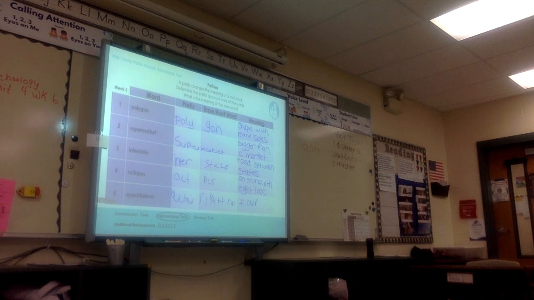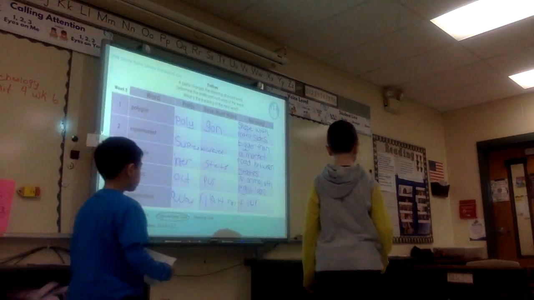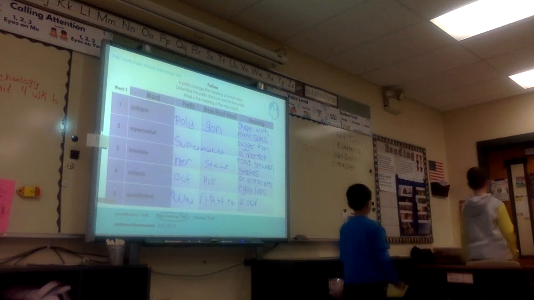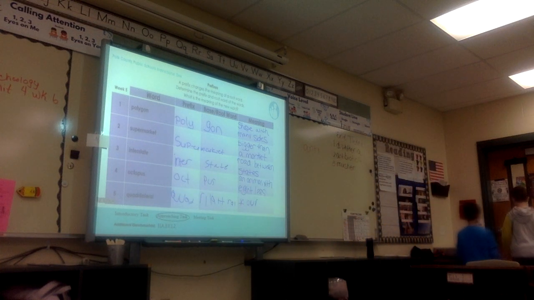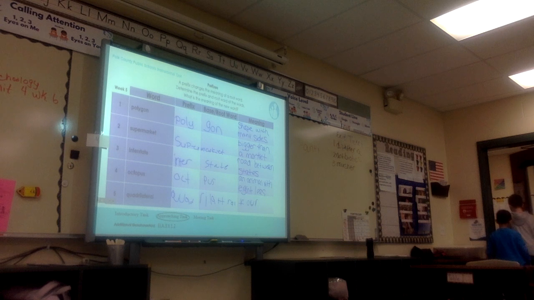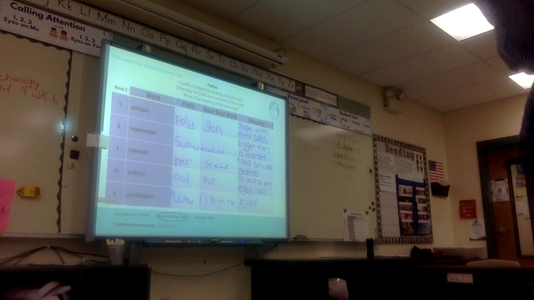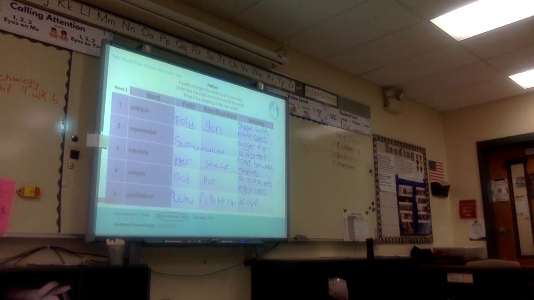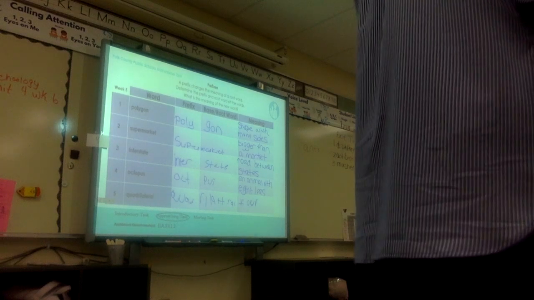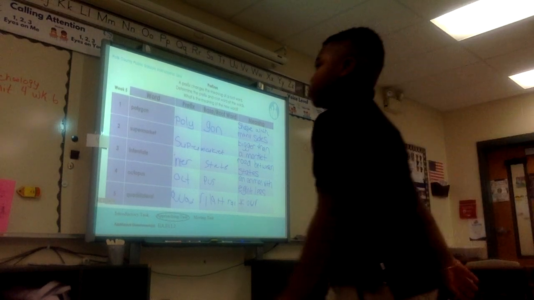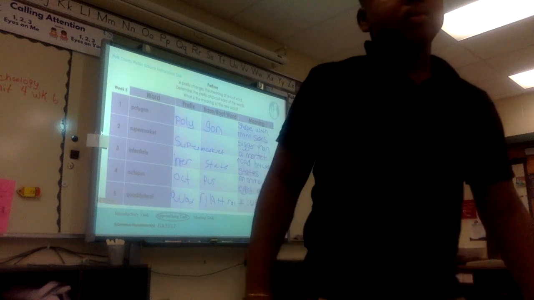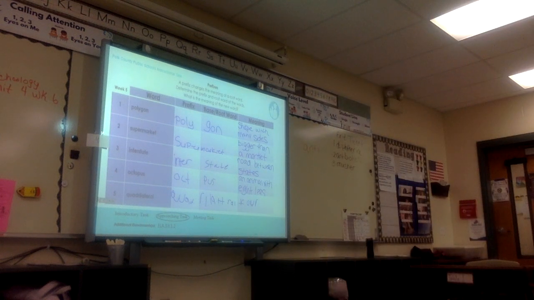Stick it to the front of your desk so Miss K will know you are ready. Do not worry about writing the word at this point. Just write what it means.